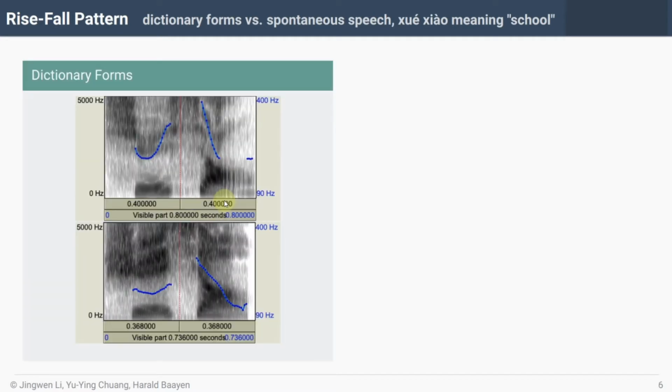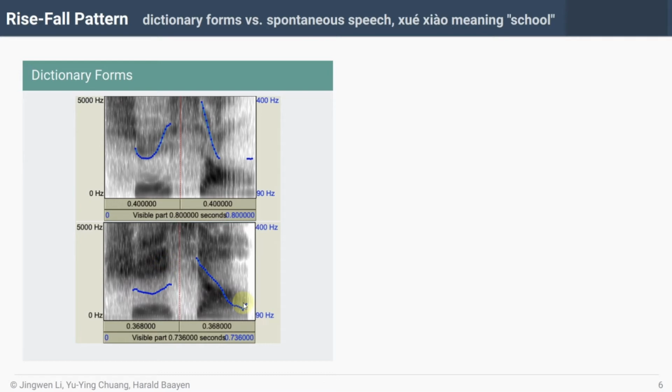This one is from Taiwan. 学校. Here the dip is much shallower, but it is still visible. If you interpolate over the voiceless consonant areas in these dictionary forms, you get a pitch contour very close to what people find in lab speech.